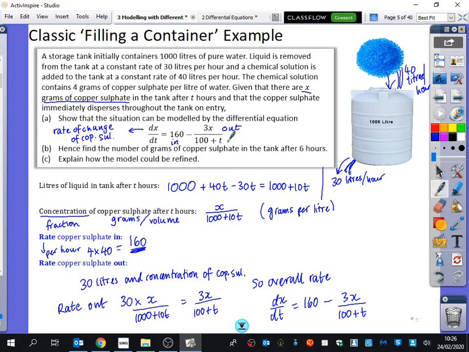I mean, you can kind of see where it's coming from. Even if you just notice, I've got 1,000 plus 10t, they've got 100 plus t. So really, you could manipulate this to make it look like it and almost force it to happen.